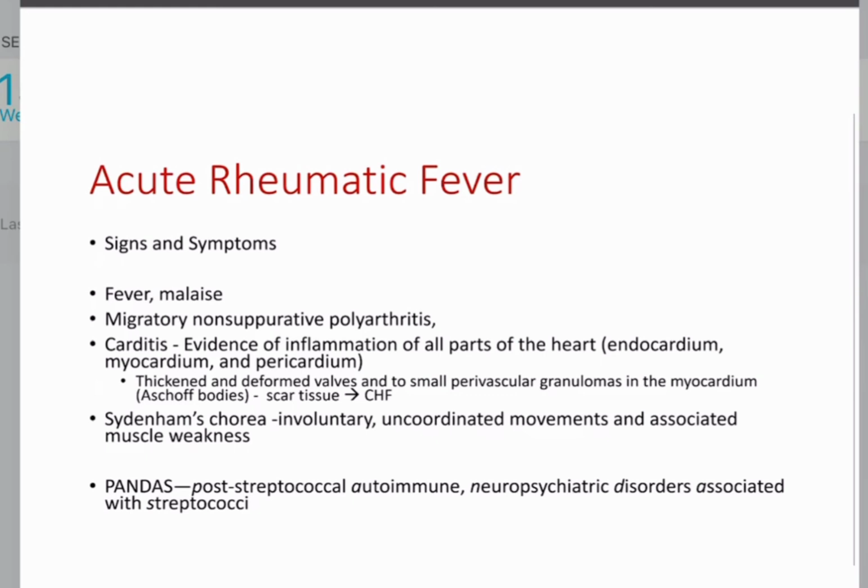Another important feature which can be there is the PANDAS, as it is acronymed. It is the post-streptococcal autoimmune neuropsychiatric disorder associated with streptococcus. So that can also be seen in some of the patients with rheumatic fever.